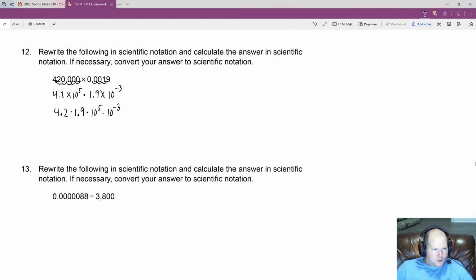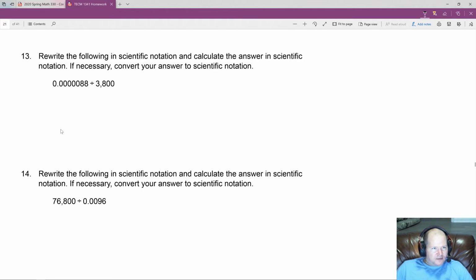Okay, so we're going to have to use a calculator on this. We get 7.98. And we have 10 to the 5th multiplied by 10 to the negative 3rd, so we add those exponents together. 5 plus negative 3 is a positive 2, so we end up with 7.98 times 10 to the positive 2.